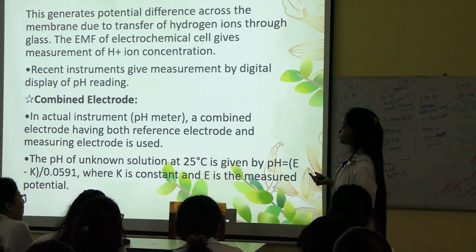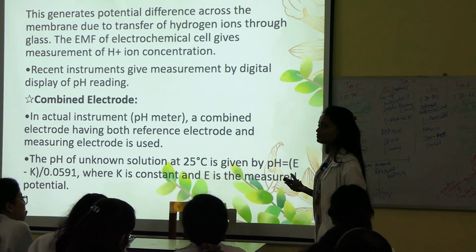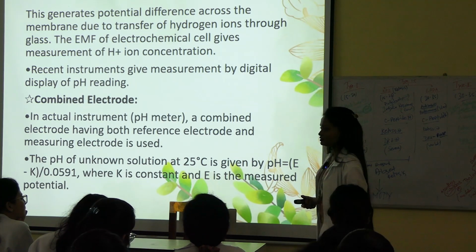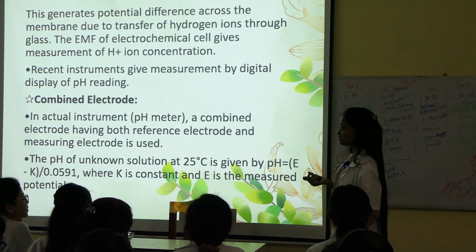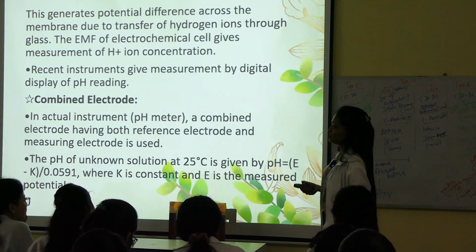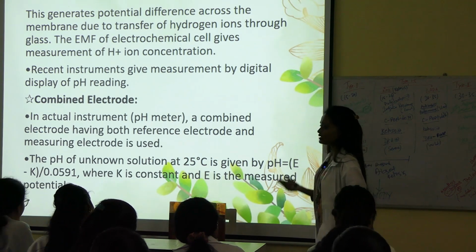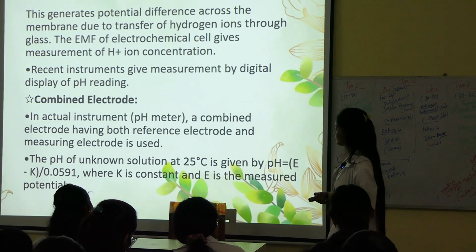Like at 25 degrees Celsius, the pH of water is 7. But at 30 degrees Celsius, the pH of water is 6.92. So when the temperature is raised, the pH will decrease. The pH will be more acidic.